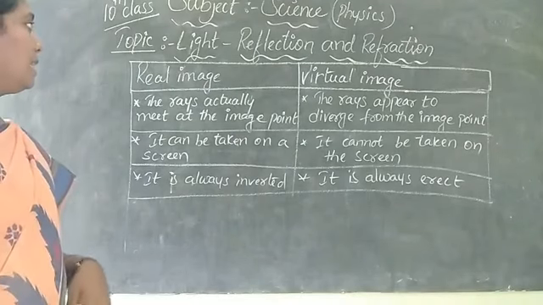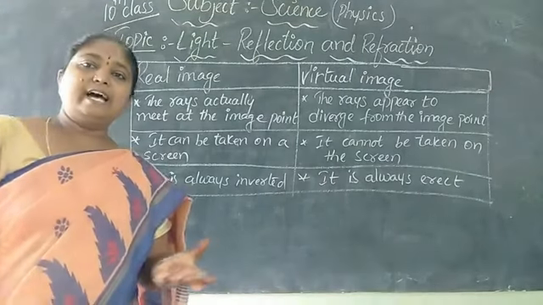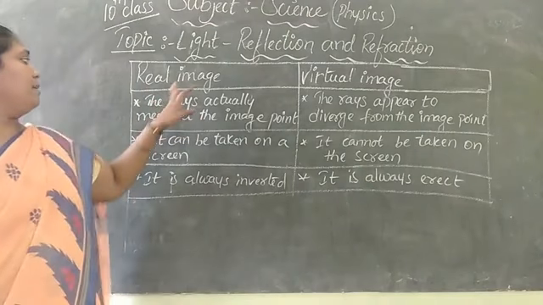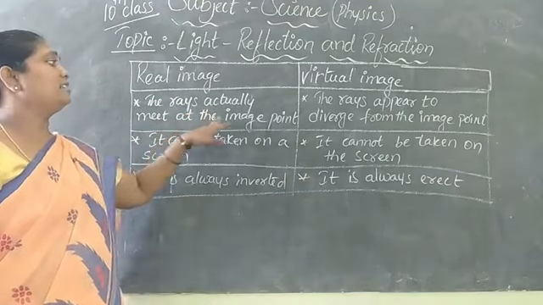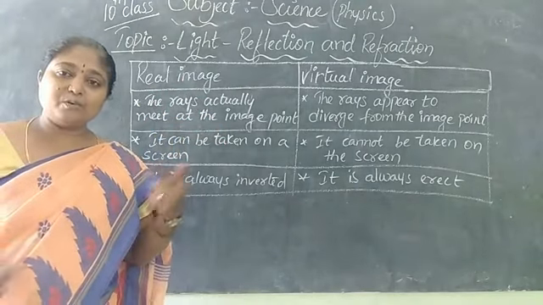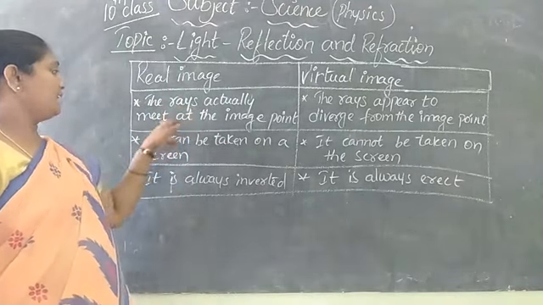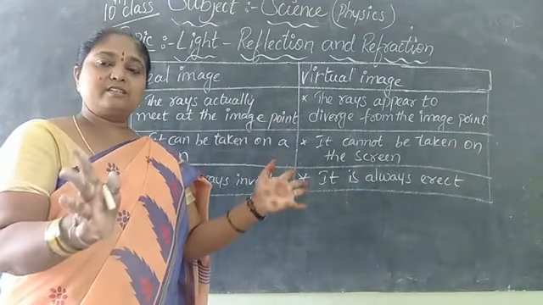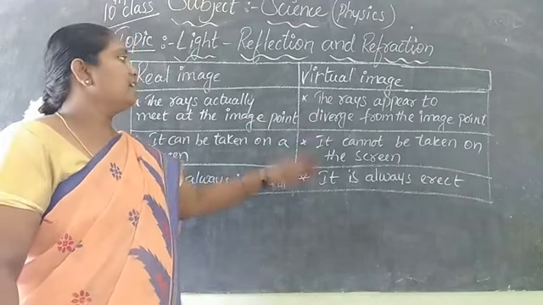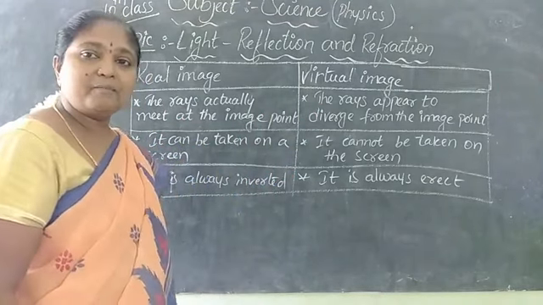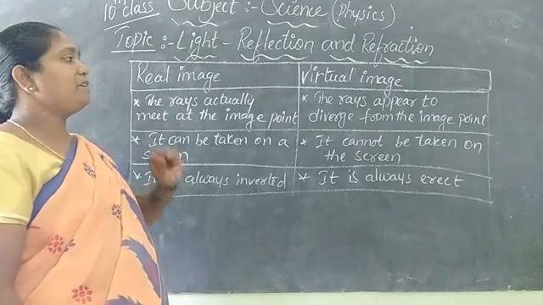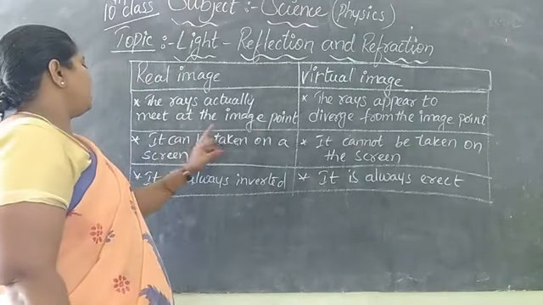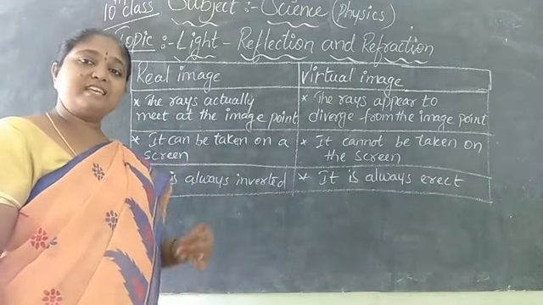Next, let me go for the differences between a real image and a virtual image. In the real image, the rays actually meet at the image point. Where the image forms, you can see the rays actually meet at the image point. In the virtual image, the rays appear to diverge from the image point. Diverge means to spread apart. A real image can be taken on a screen. On the screen we can see it very easily.